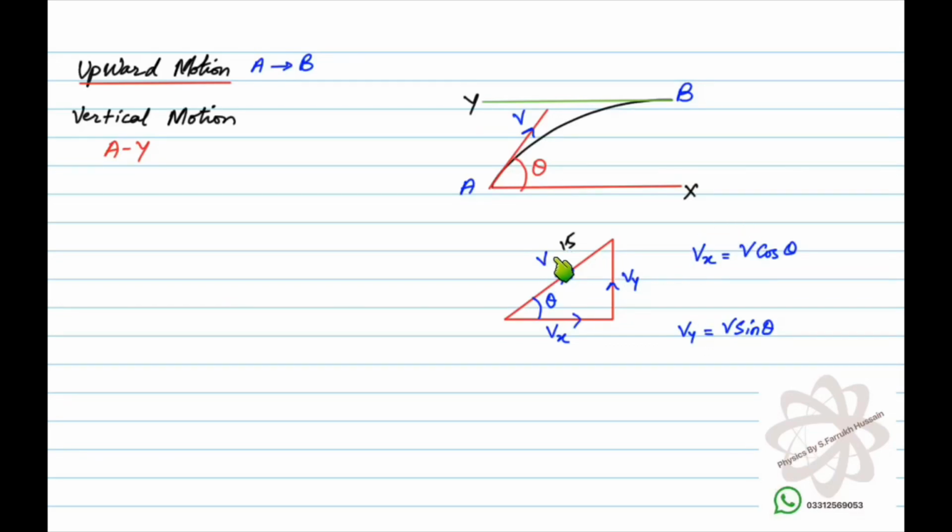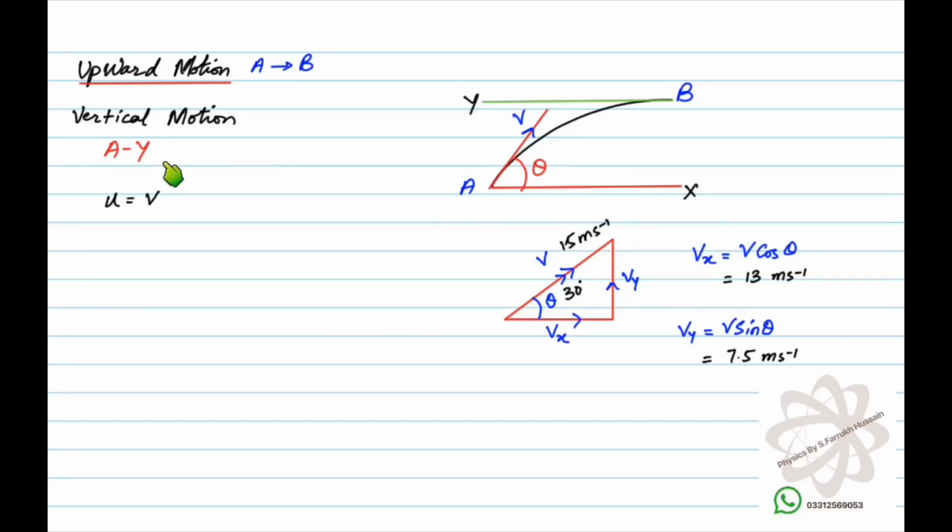If I take V as 15 and angle theta as 30, you will see that Vx is 13 meters per second while Vy is 7.5 meters per second, which means vertical velocity 7.5 meters per second is the velocity by which the object is moving from A to Y, and Vx is the horizontal velocity, which means the object is moving with 13 meters per second according to this example from A to X.